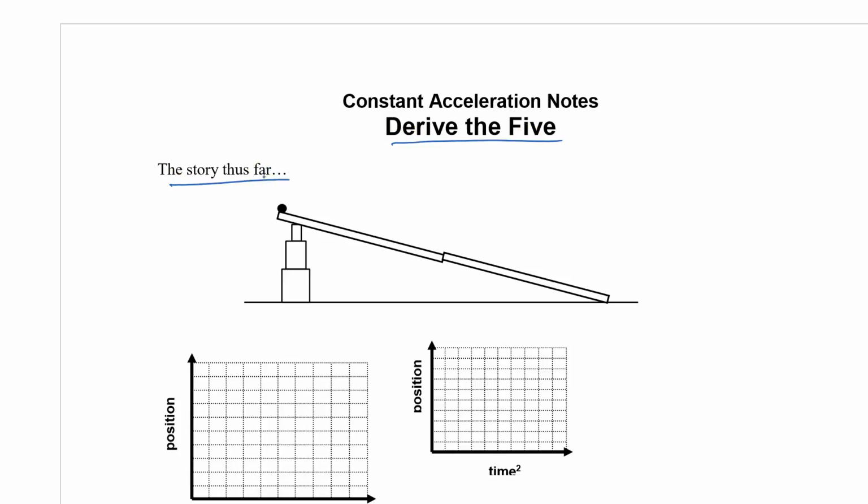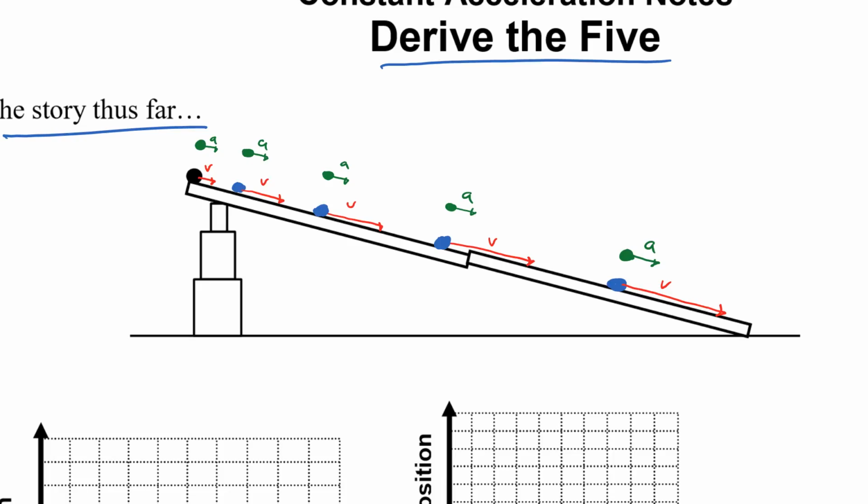Before we get into deriving the five equations for constant acceleration, I just want to review what we did at the very beginning of this unit. It was a cart, not a wheel, but we let this go down an inclined plane like that, and then we found some graphs. So I'm just going to fill this in. Here we go, and I have the velocity vectors increasing and the acceleration vectors showing about a constant acceleration going down the inclined plane.